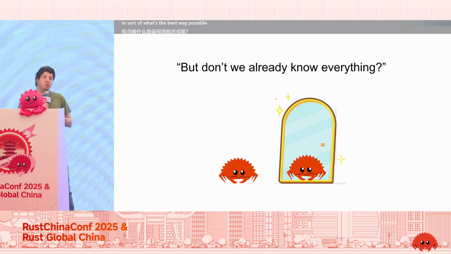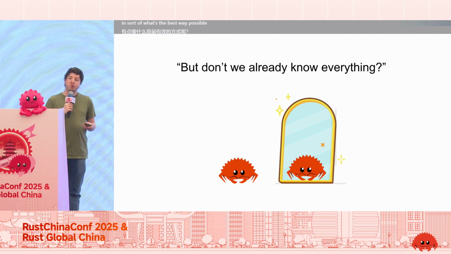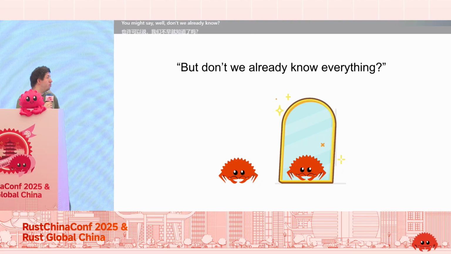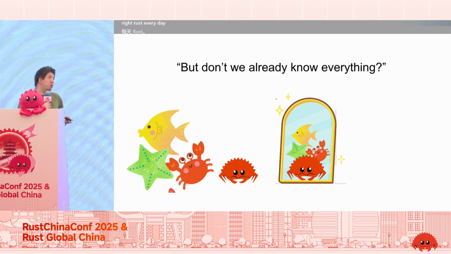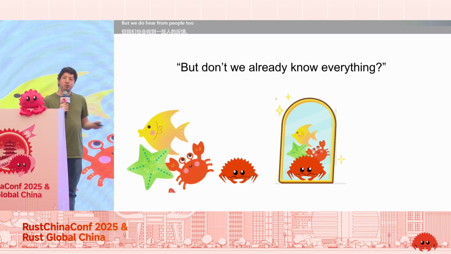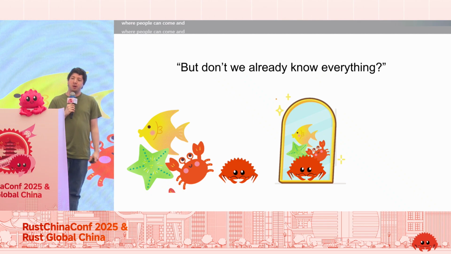And if you're a part of the Rust development team, you might say, well, don't we already know what's difficult about Rust, what people like, what people don't? We are Rust users, right? We write Rust every day. But that's not entirely true. We do hear from people too, right? So we have RFCs where people can come and give feedback. We have Zulip where people can come talk about language design.